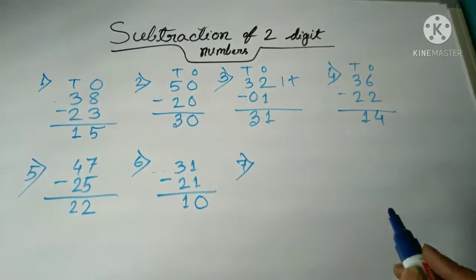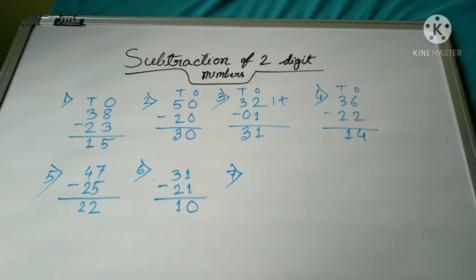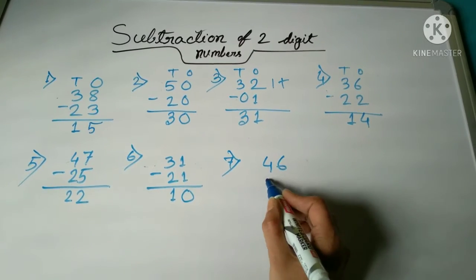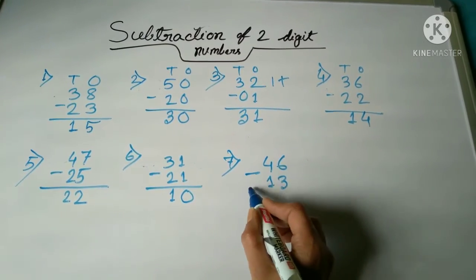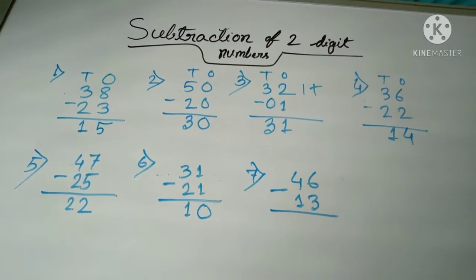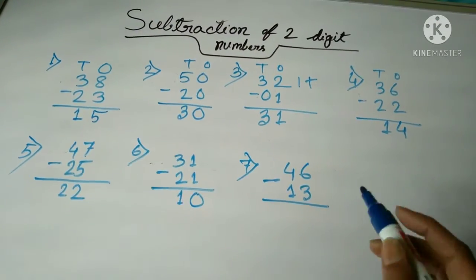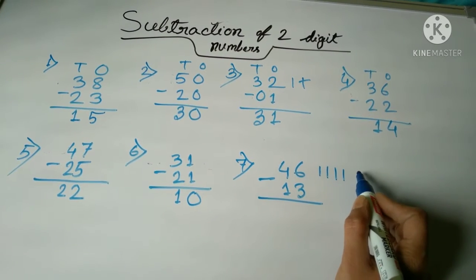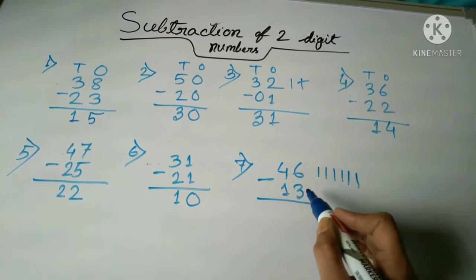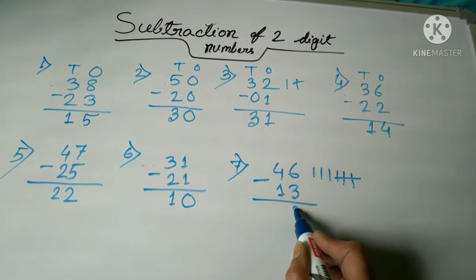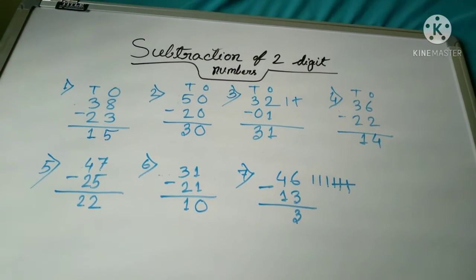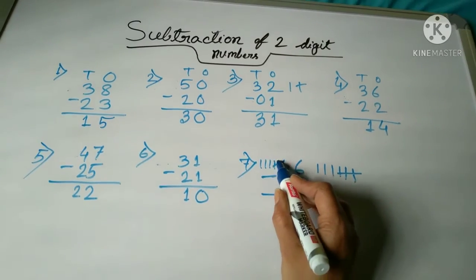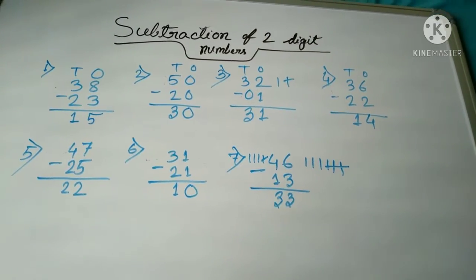Next, number 7. 46 minus 13. You will draw standing lines beside the number: 1, 2, 3, 4, 5, 6. Cross out 3 of them. How many are left? 3. Here 1, 2, 3, 4. Cross out 1 of them. 3.